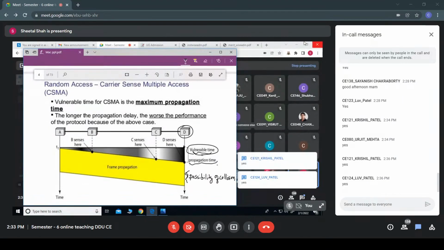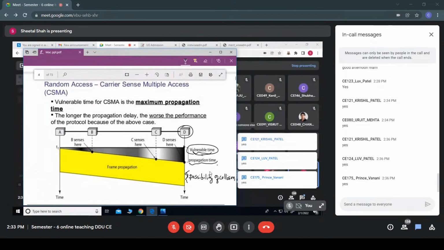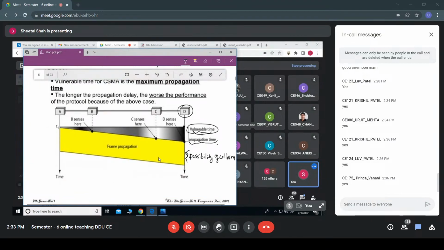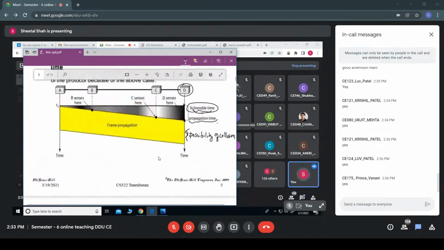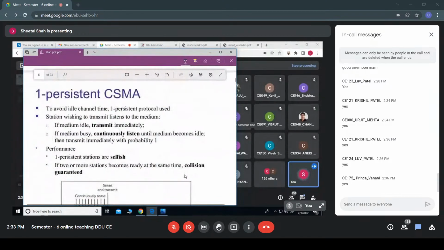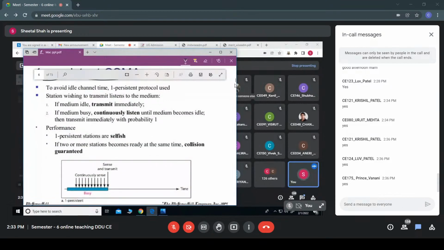Okay. So the longer the propagation delay, you can see that if the propagation time is more, the chances of collision would also be more, and hence the performance would be reduced, or the performance is the worst of this protocol. Now there are certain variations of the CSMA. So we'll see one by one. The very first one is known as one persistent CSMA. Okay. So in case of one persistent CSMA, what happens?